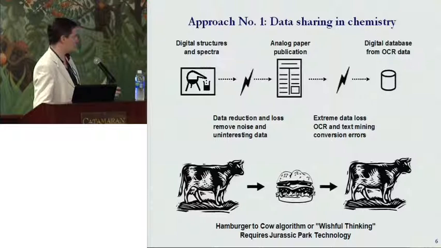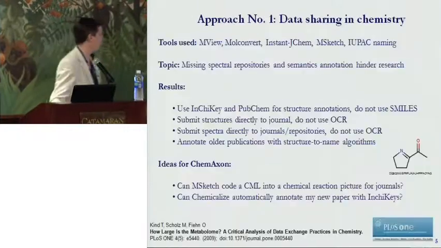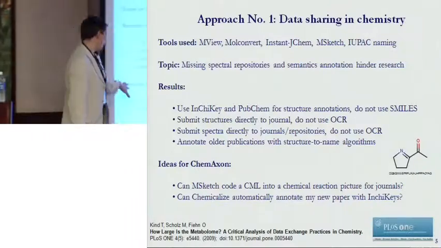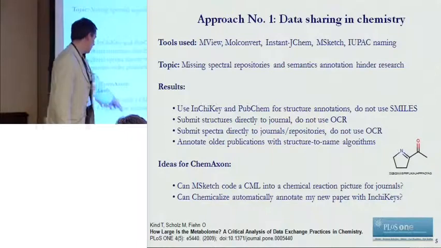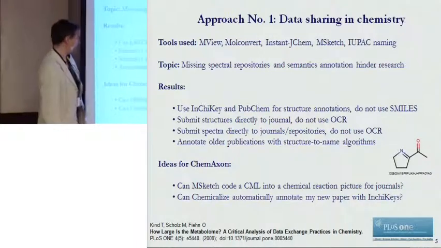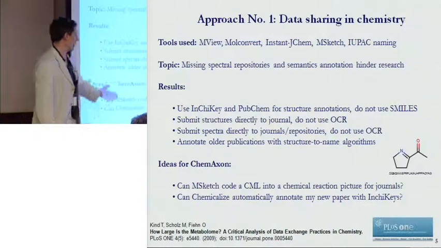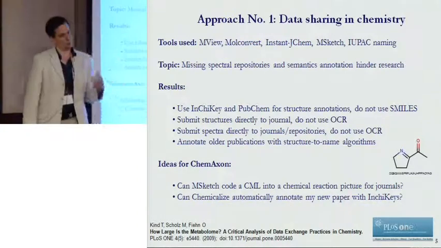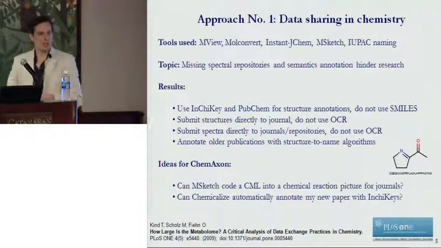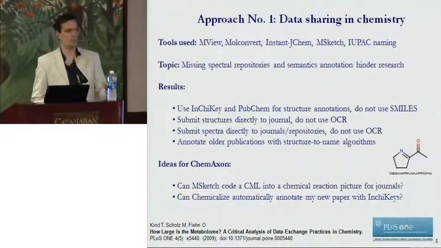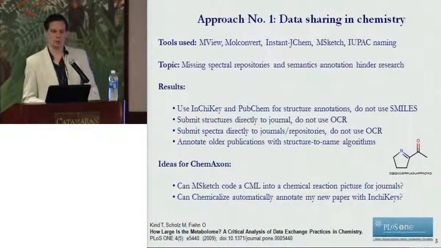So we suggested going the direct way, putting structures and spectra into databases. And the ideas for ChemAxon we have here: for instance, can Chemicalize, which is the ChemAxon name to structure converter, annotate my chemistry paper with InChI keys? So can it pull out all the structures, create from the SD file all the InChI keys, and I can send the InChI keys to the web publication, and then Google can basically index all those structures.